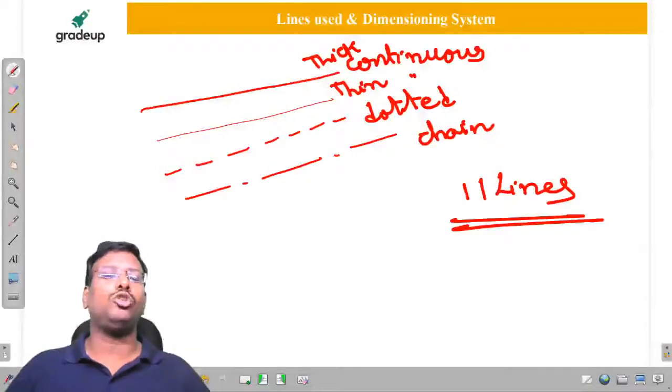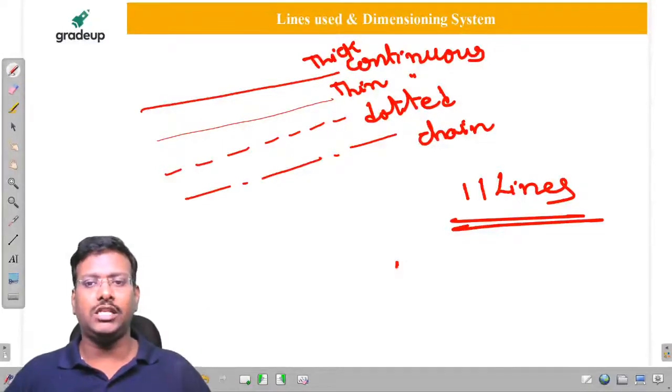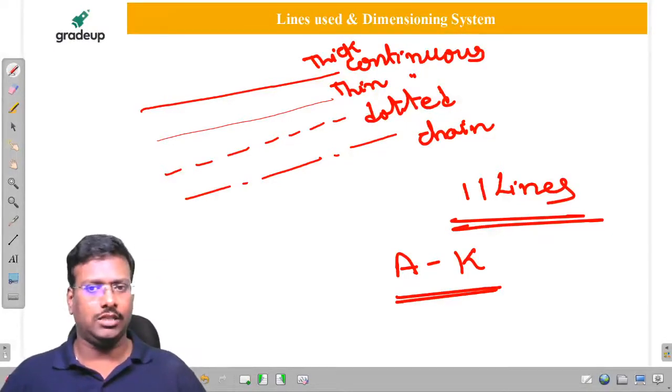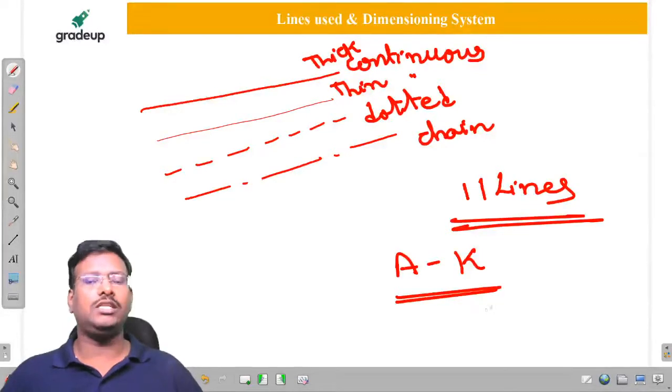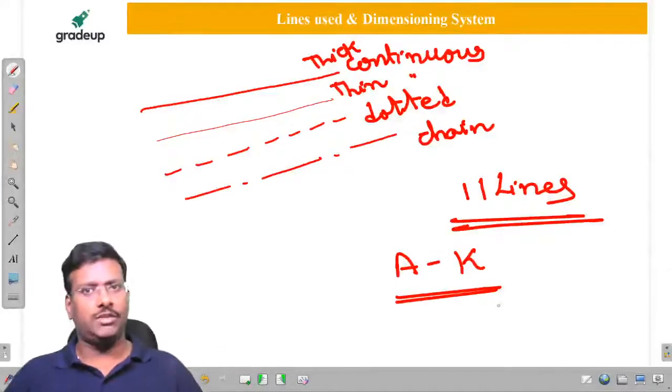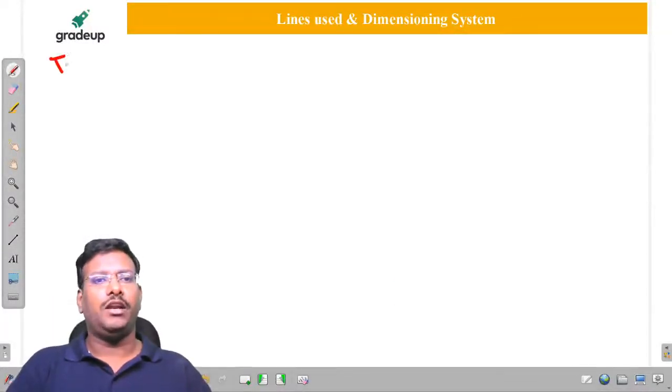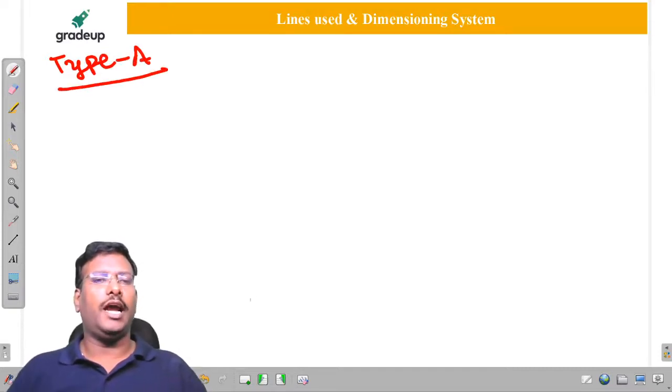What all are those lines? We will come across A to K, type A line to type K line. Is it clear to all of you, my dear friends? One after another I will explain, and finally I will give you a consolidated table also. So first of all, type A line.